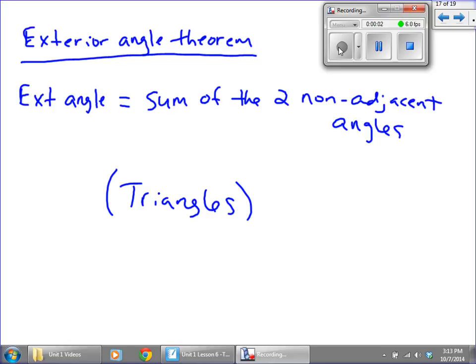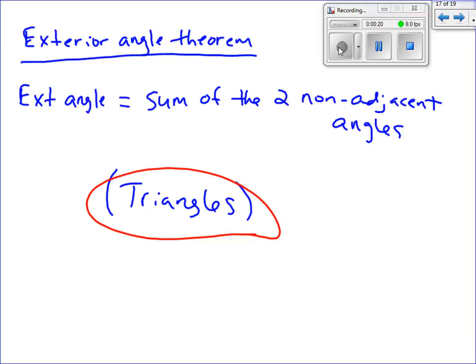Alright, in this video we're going to be talking about exterior angles, how they're formed, and what the exterior angle theorem is. So as you can see on the screen, the exterior angle theorem says that an exterior angle equals the sum of the two non-adjacent angles. So we are only talking about triangles, so keep in mind these are exterior angles of triangles.